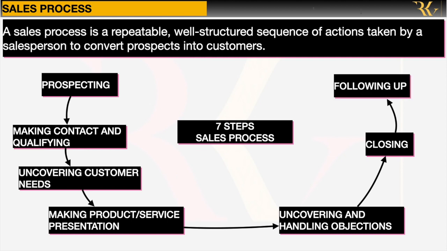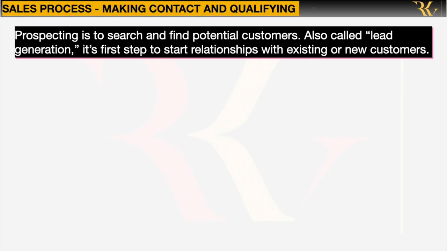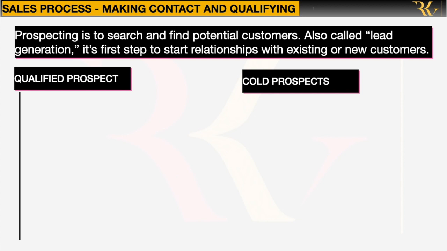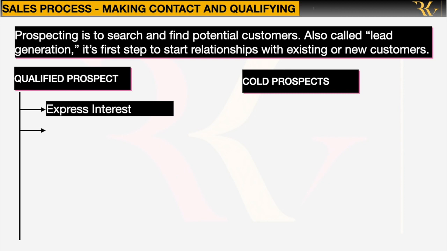Prospecting is to search and find potential customers. Also called lead generation, it's the first step to starting relationships with existing or new customers. There are 2 types of lead generation: qualified prospects and cold prospects. A qualified prospect is someone who expressed interest in your company, for example, who subscribed to a newsletter.